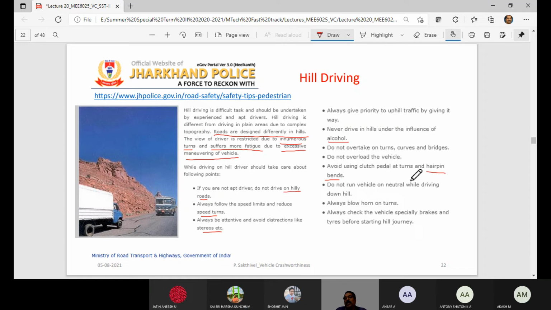If you press the clutch, the gearbox is detached from the powertrain. So that means there is no load, and the wheels are very free. That is why you should never press the clutch and then go. There are people who think that to save fuel, they press the clutch and then come down.